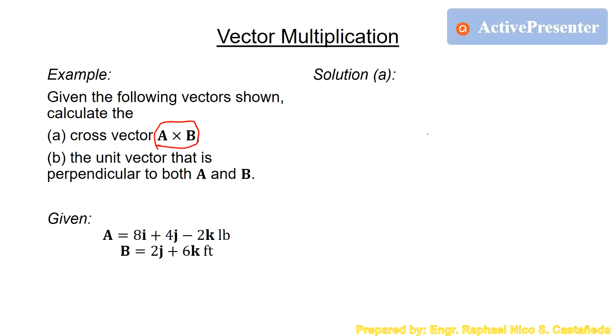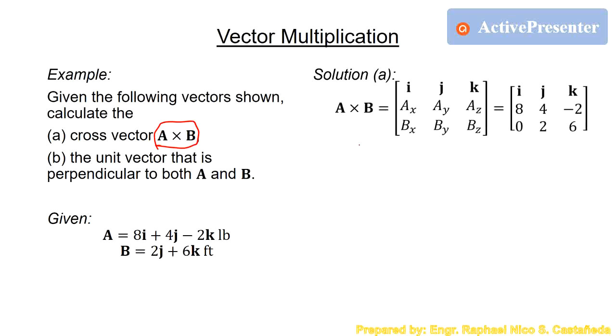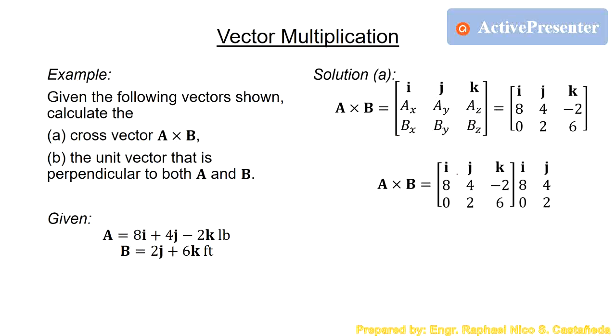To do that, I will do the determinant of a 3x3 matrix and show you how to do it. So we have here the formula. You just arrange i, j, k, then the components of A, which are 8, 4, and -2, placed here. Then we have also the components of B, which are 0 for bx, 2 for by, and 6 for bz. To do the 3x3 matrix, we apply the basket case wherein we apply arrows like this one.